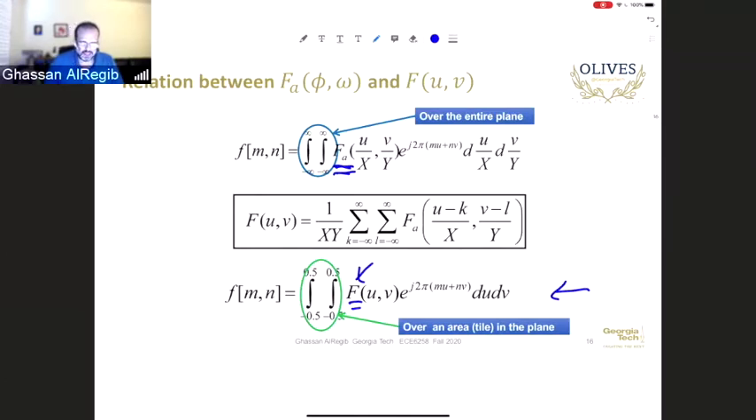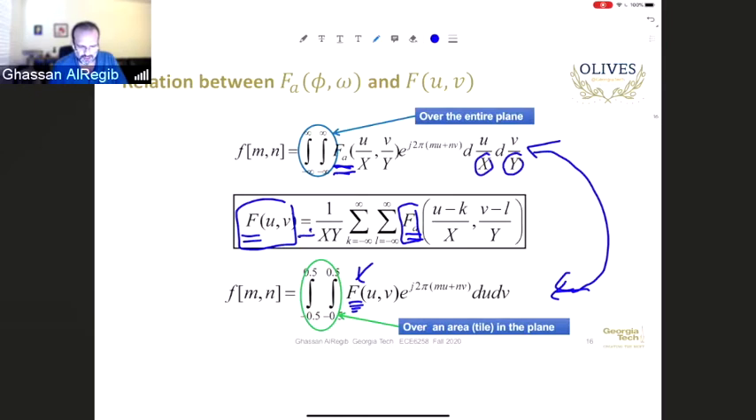In other words, for these two equations to be equivalent, to be equal, and they are equal because the left-hand sides are equal, then there has to be a relationship between F sub A and F, where F, the Fourier transform of the digital signal defined in here with the integration over one by one tile, has to basically encompass the entire energy that our F sub A has in the entire two-dimensional plane. And of course, we have capital X, capital Y in here as scalars.